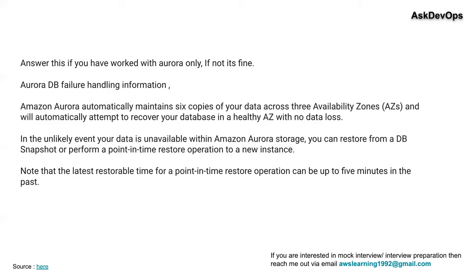and will automatically attempt to recover your database in a healthy availability zone with no data loss, meaning your data has been copied 6 times in different availability zones in your region. So it's almost disaster proof. In the unlikely event that your data is unavailable within Amazon Aurora storage itself, you can restore your DB from a snapshot using the point in time restore methodology in Aurora. So this is how you can explain a bit more about Aurora and also share your experience about Aurora database.